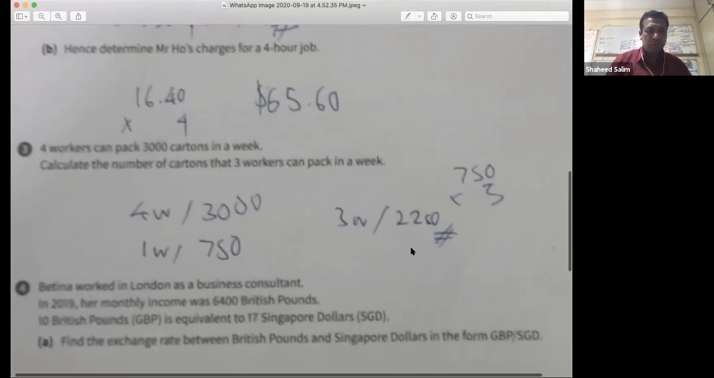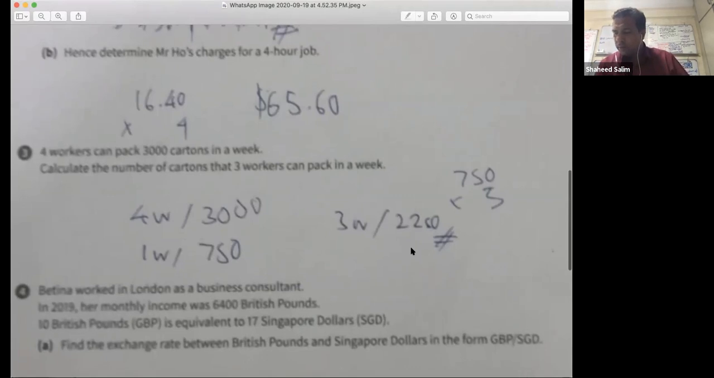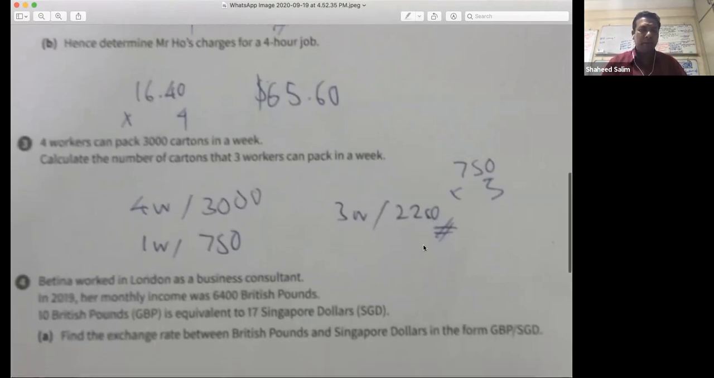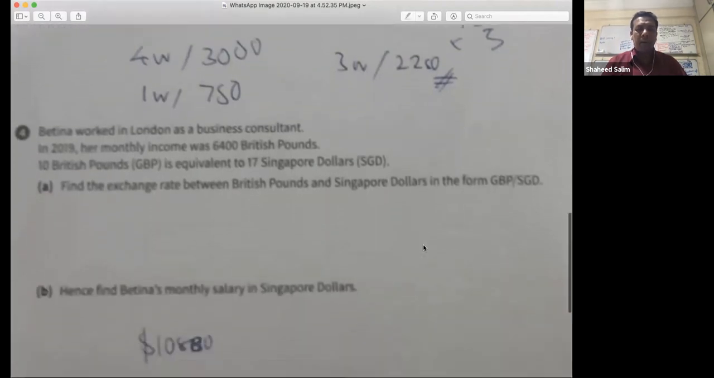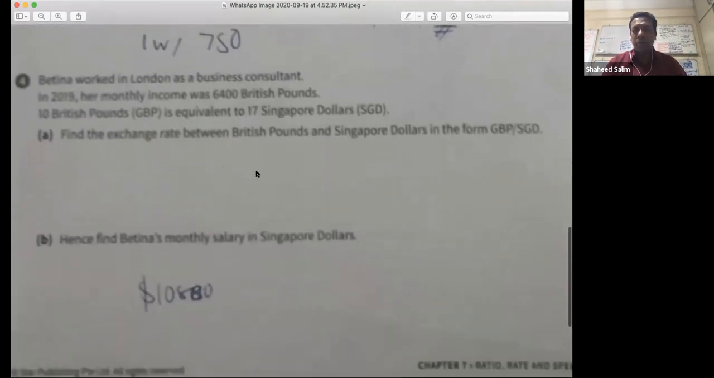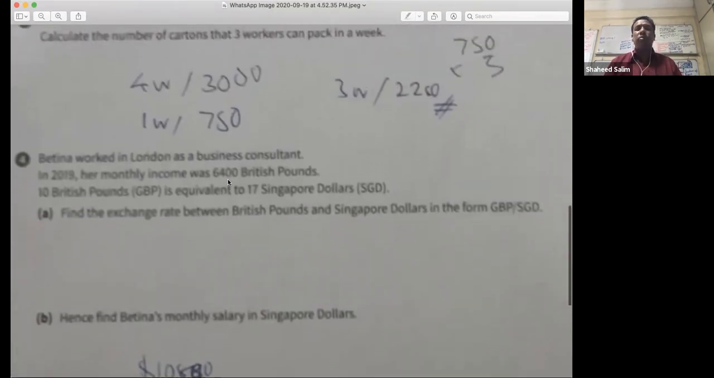Number, sorry, number three. Number three, 225. This is 5, is it? 2250, correct. Okay, the rest. Okay, this one you're not sure how to do. Okay, this one is 10880. Okay, this is correct. Now find the exchange rate between the British pound.